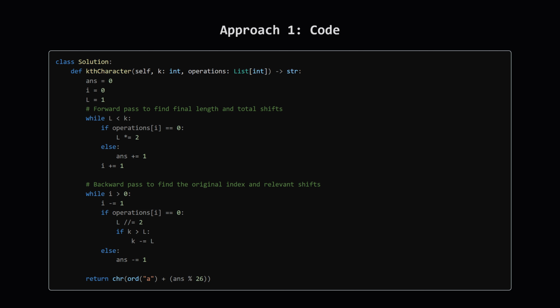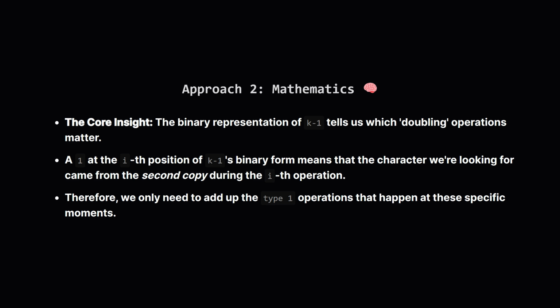It divides the length by 2, and, if K is larger than the new, smaller length, it updates K. If the operation was a shift, it subtracts from our ANS counter, effectively undoing it. Finally, we return the character as shifted by whatever our final ANS value is, using a modulo 26 to handle wrapping around the alphabet.